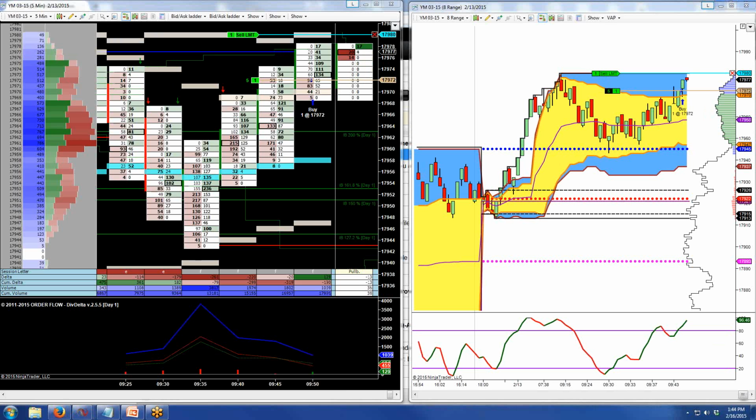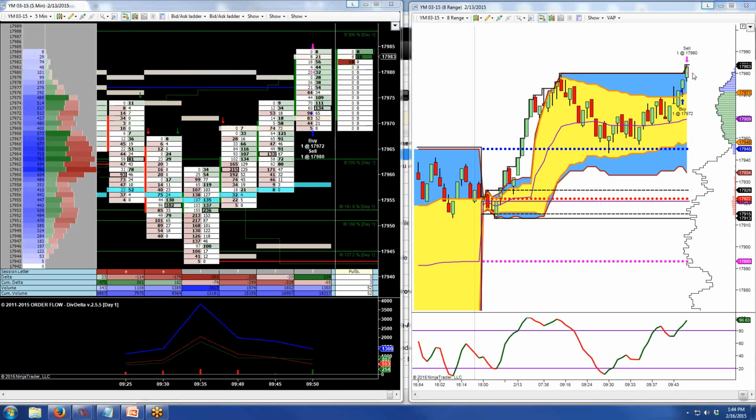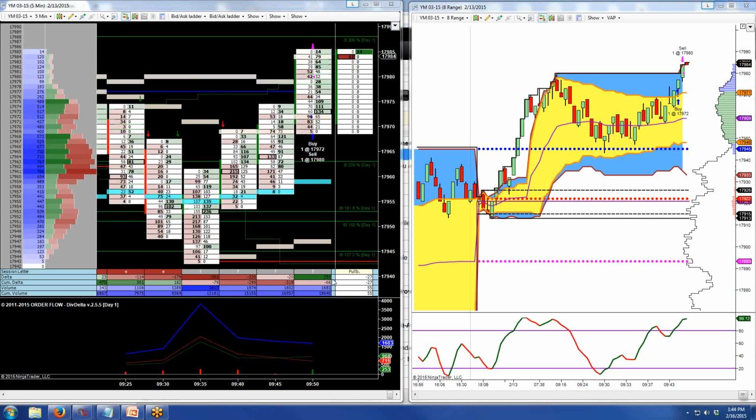There we go. So I'm just going to speed it up a little more. So I've got it playing 8 times. So you can see it just took that target out. And obviously, you don't have to leave a target there. You can continue to trail as long as you've got your positive delta. You can stay in the trade and keep trailing it higher.